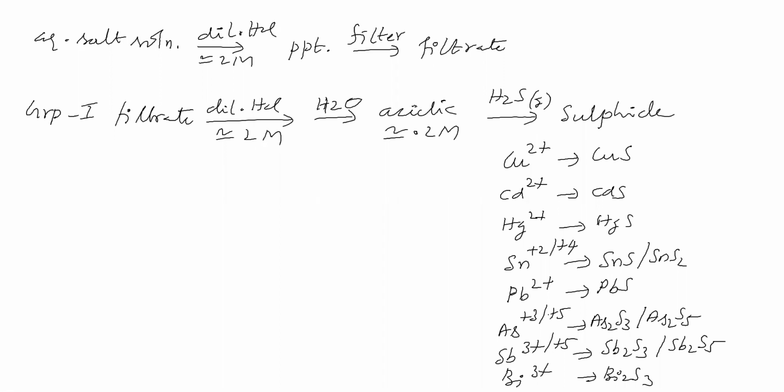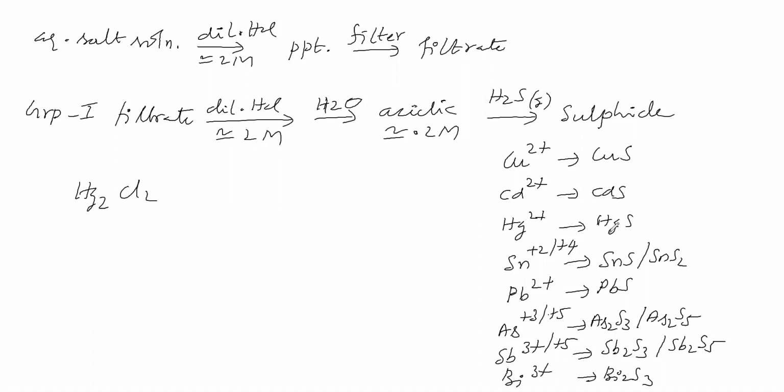Now we will see regarding mercury. Mercury is precipitating in group 2 as HgS, where the mercury oxidation number is plus 2. In group 1 also we have seen mercury. In group 1, mercury precipitates as mercurous chloride. In group 2, mercury precipitates as mercuric sulfide.